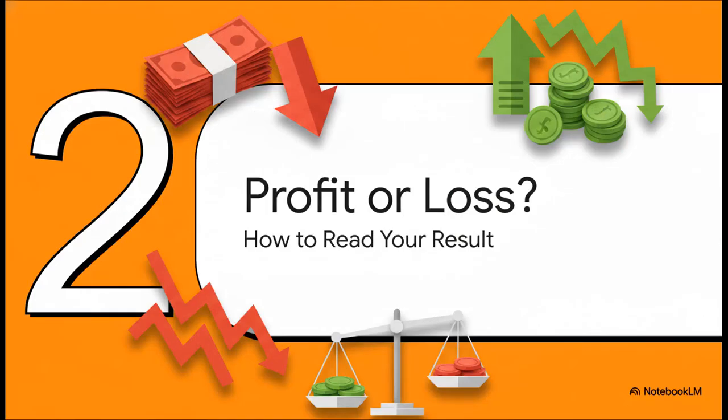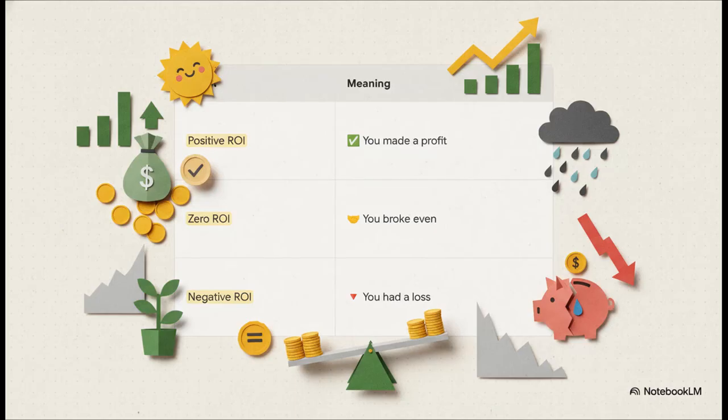So you've got your number. It could be 20%, 5%, maybe even a negative number. So what does that actually tell you? Well, reading the result is maybe the easiest part of all of this. It's beautifully simple. If your ROI is a positive number, like our 20%, you made a profit. That's a win. If it's zero, you broke even. You got your initial investment back, but that's it. And if it's a negative number, well, that means you took a loss.